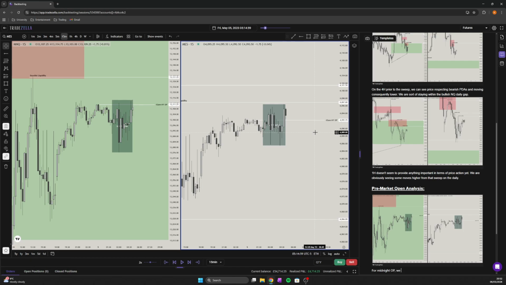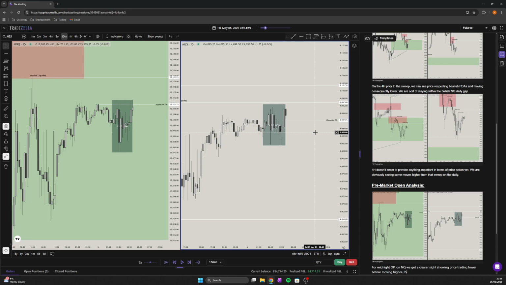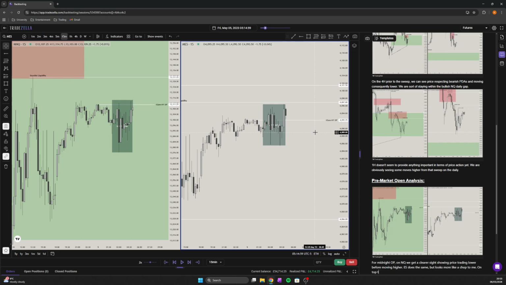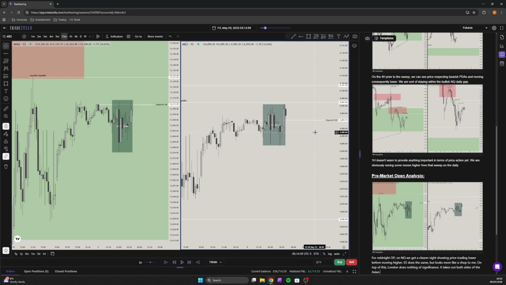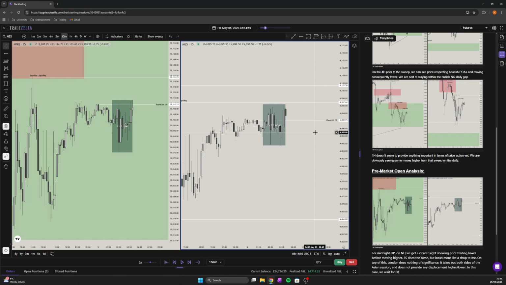Midnight. On NQ, we get a clearer sight showing price trading lower before moving higher. ES does the same, but looks more like a chop to me. On top of this, London does nothing of significance. It takes out both sides of the Asian range and does not provide any displacement higher or lower. In this case, we wait for the 8:30 a.m. news as well as New York AM.